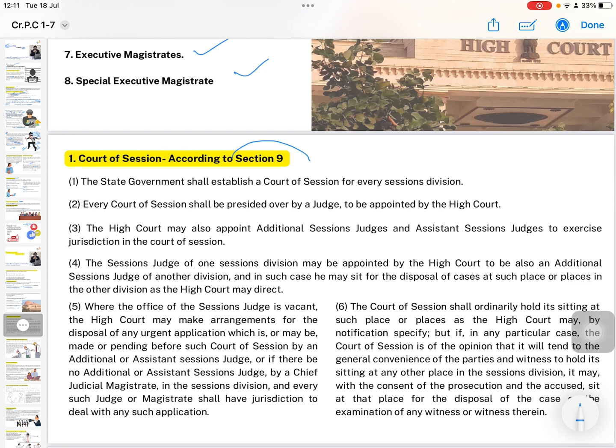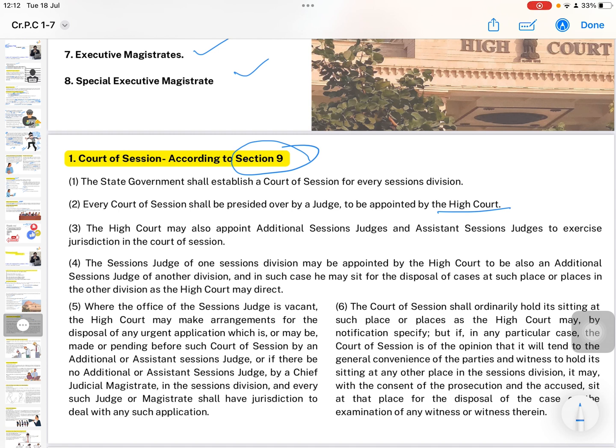Section 9 डिफाइन करता है. The state government shall establish a Court of Session for every session division. Every court of session shall be presided over by a judge to be appointed by the High Court. The High Court may also appoint additional session judges and assistant session judges to exercise jurisdiction in the court of session. The session judge of one session division may be appointed by the High Court to be also an additional session judge of another session division, and in such case, he may sit for the disposal of cases at such place or places in the other division as the High Court may direct.